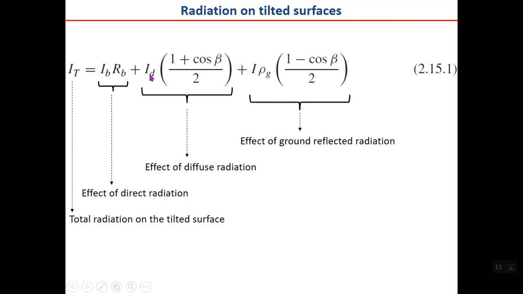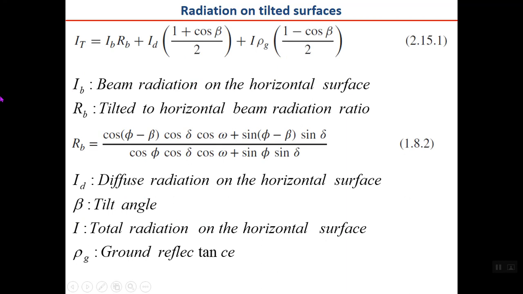ID is the diffuse radiation on the horizontal surface, and by multiplying it by the parentheses, where the proof is shown in your textbook, you can refer to that, you can calculate the share of diffuse radiation on the tilted surface. I is the total radiation on the horizontal surface. Multiplying by the parentheses and the parameter rho g, which depends on the type and color of the surrounding surface, you can calculate the share of ground reflected radiation. The parameter is shown on the next slide.